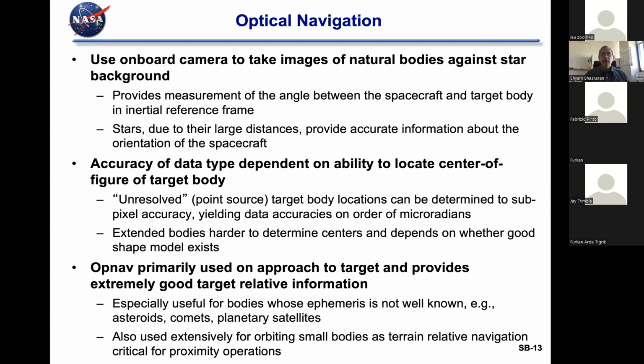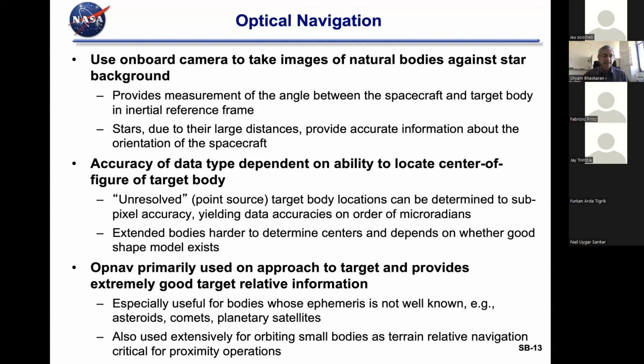However, they do make a good reference to give you the inertial pointing direction of where your spacecraft was pointed. As you can probably imagine, if you want to measure the angle between you and a target body, and your camera pointing is not what you thought it was, that will cause an error in that measurement. Therefore, the stars provide an inertial reference frame that you want to make your measurements on, and the target body provides the angular parallax measurement.